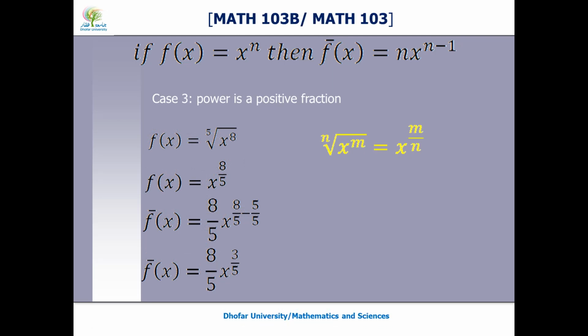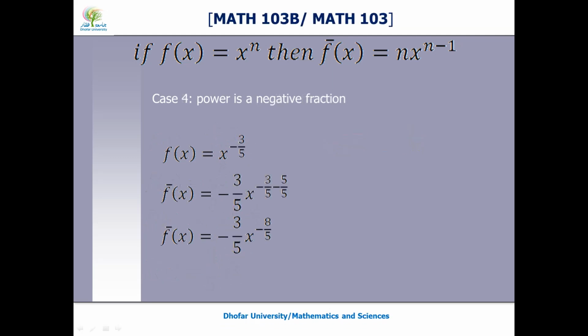This will help us to find the derivative of a function with a root, like this function, f of x equals the 5th root of x index 8. As we learned in the previous sections, this root can be converted to an index using the formula here. So the nth root of x index m equals x to the power of m by n, and then we apply the power rule to find the derivative of this function. So the answer will be 8 by 5 times x to the power 3 over 5. We will explain this in more detail during our class.